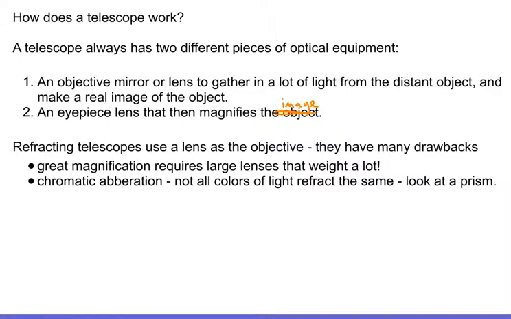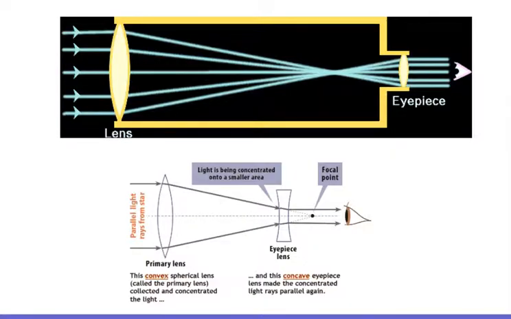So we can use lenses and mirrors to make a telescope. To make those, we always have to have two things: an objective that gathers lots of light and makes it into a very tiny real image of the object, and then a second lens called the eyepiece, which magnifies that image so that we can actually see it, so it's not just a tiny little point. Okay. And here's a diagram of that working.